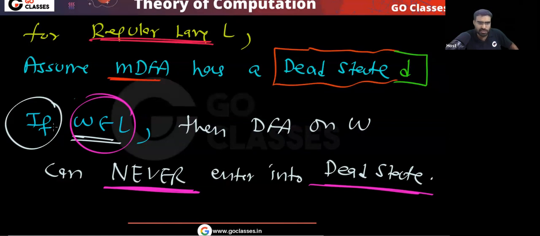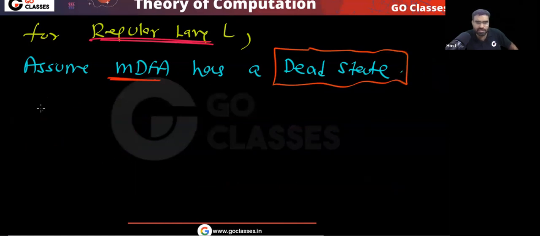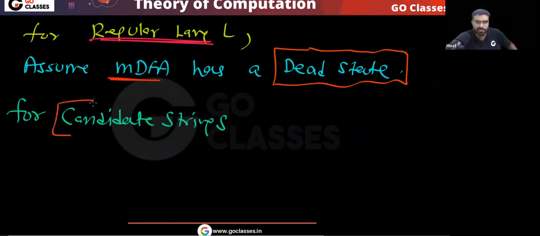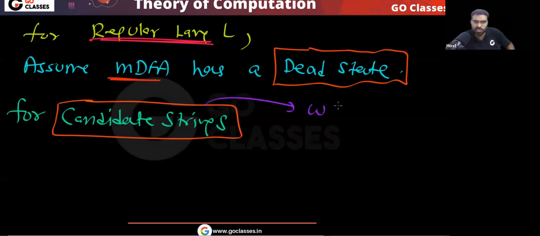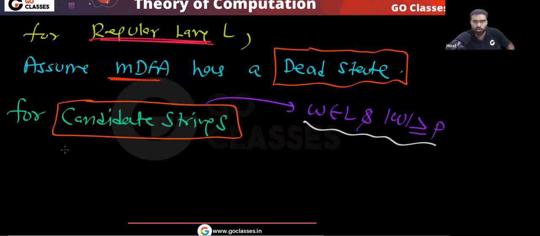From these strings' point of view, these are your candidate strings. So I can say that for candidate strings, this state does not matter. What are the candidate strings? Candidate strings are those strings which belong to L and whose length is greater than or equal to the pumping length. So for candidate strings, this dead state is not even there. They don't care about the dead state.